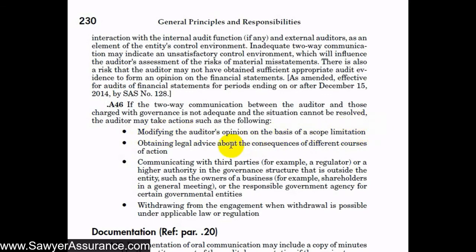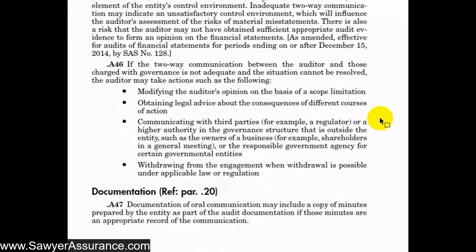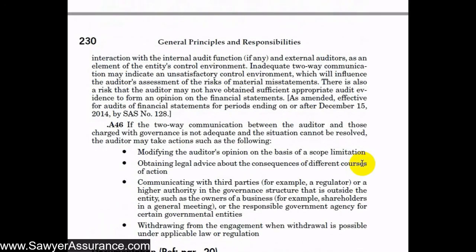Also, we might get legal advice about the consequences of different courses of action to take. We might also communicate with third parties, for instance, the regulators or owners of the business. And we might also withdraw from the engagement when withdrawal is possible under applicable law or regulation. So not having this effective two-way communication with those charged with governance is a really serious issue that could have several negative consequences for the entity that we're auditing.